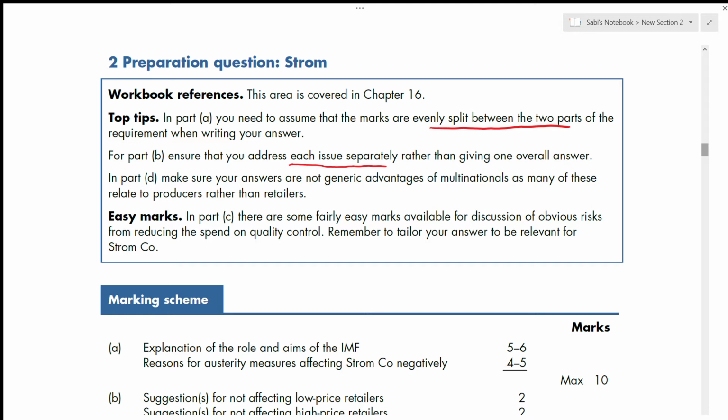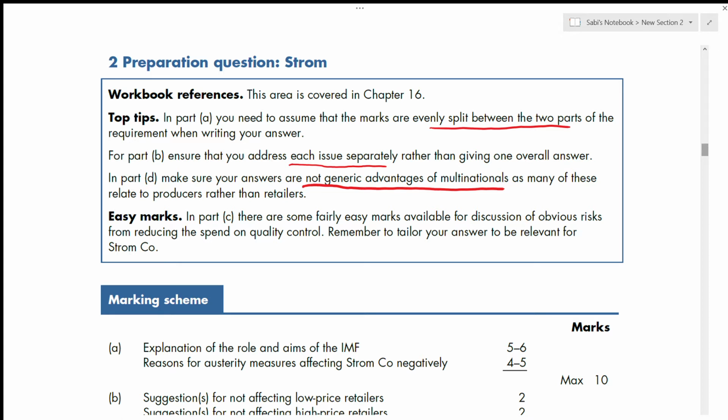And in part D, make sure that you are not giving generic advantages of multinational companies, because they told what are the competitive advantages of a multinational clothing retailer, right? So you are not supposed to give generic advantages of multinationals. It should be based on that case study. And these are some easy marks.